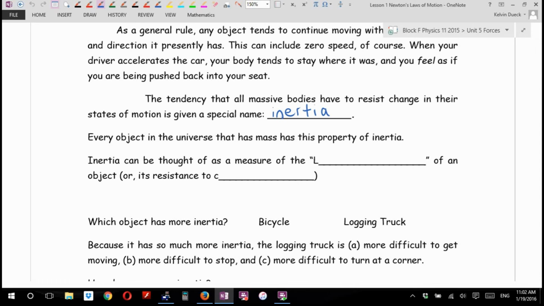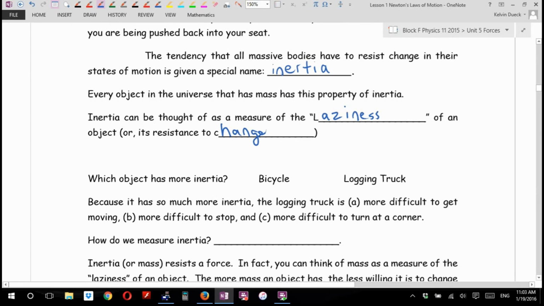Inertia can be thought of as the measure of the laziness of an object. Lazy-iness. I think it's actually going to be spelled like this, Mr. Duke. Or its resistance to change. Newton has 3 laws. Just that one alone starts to explain a lot that you've noticed.